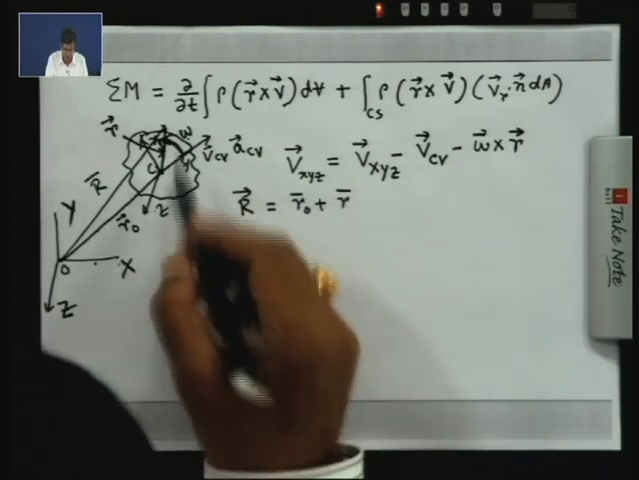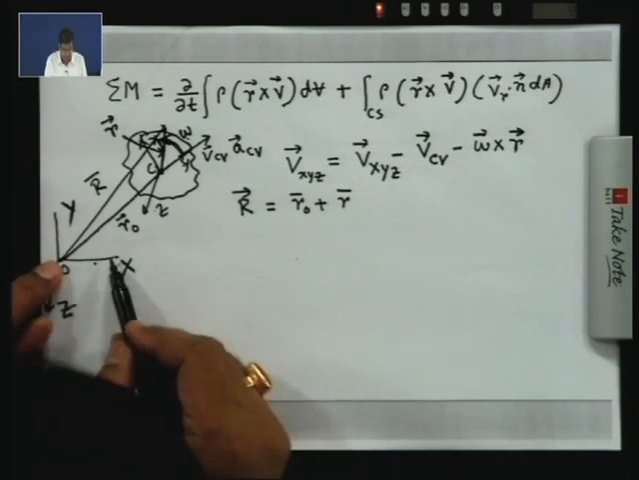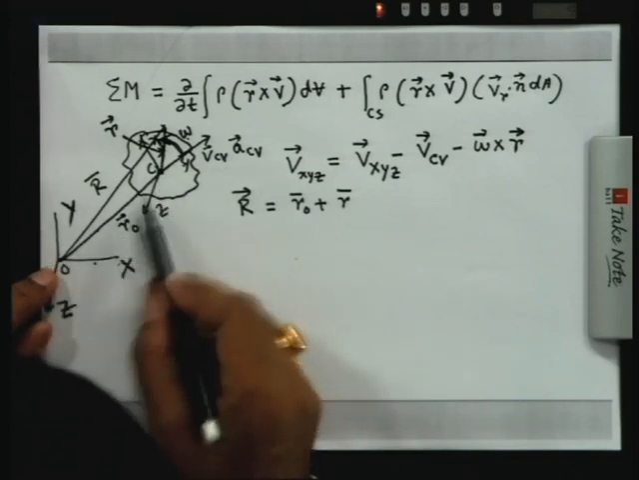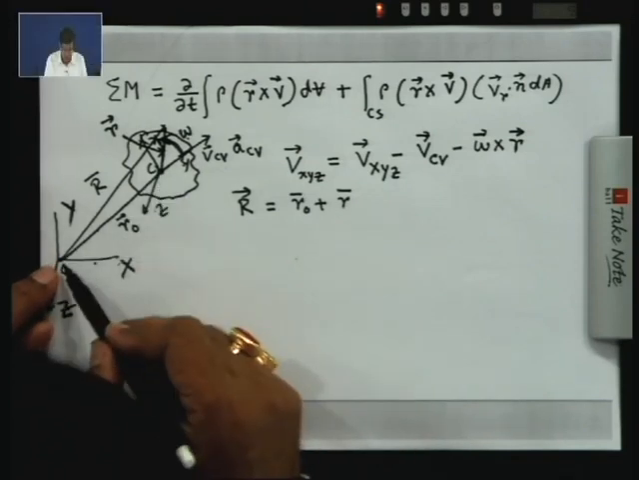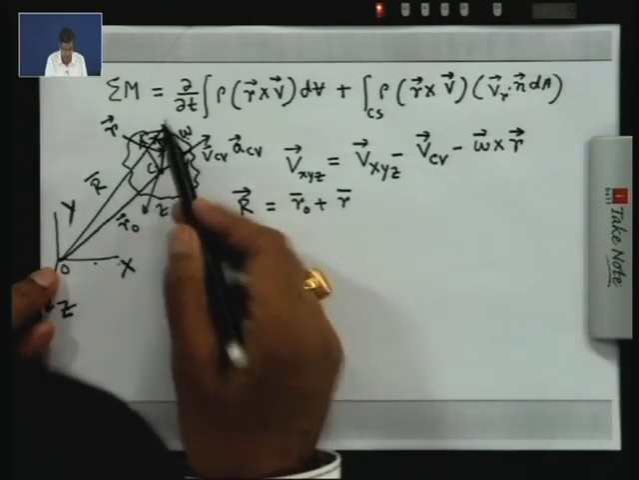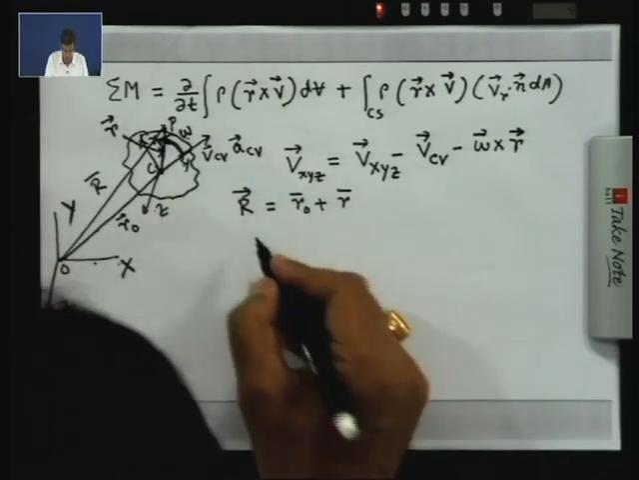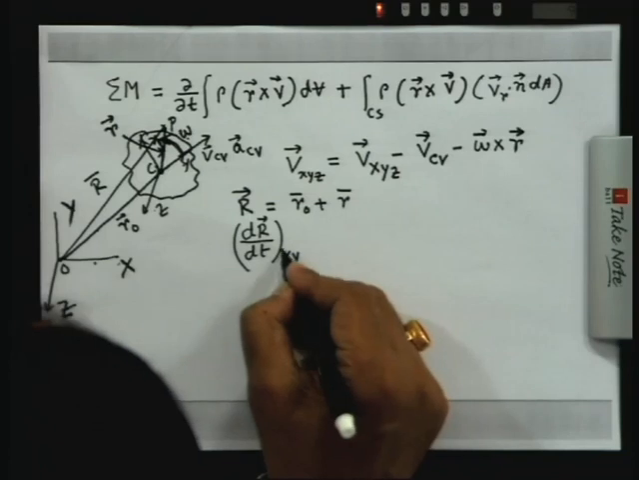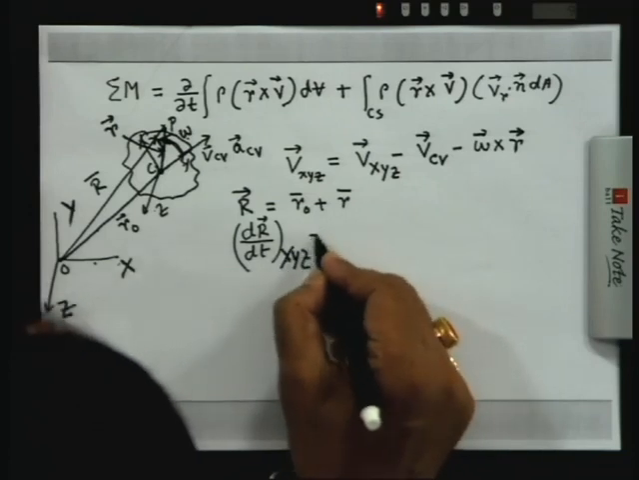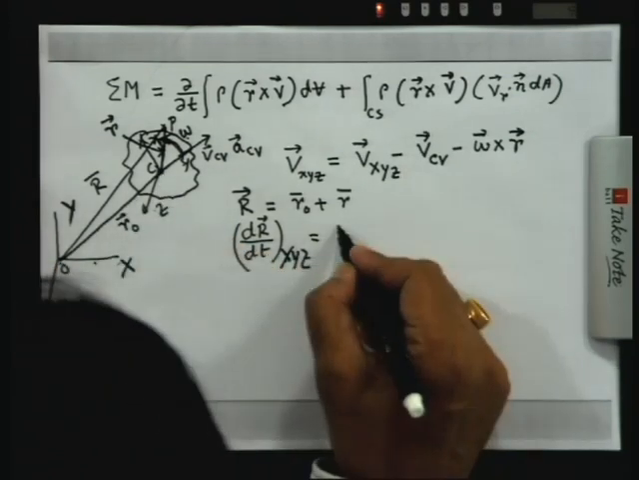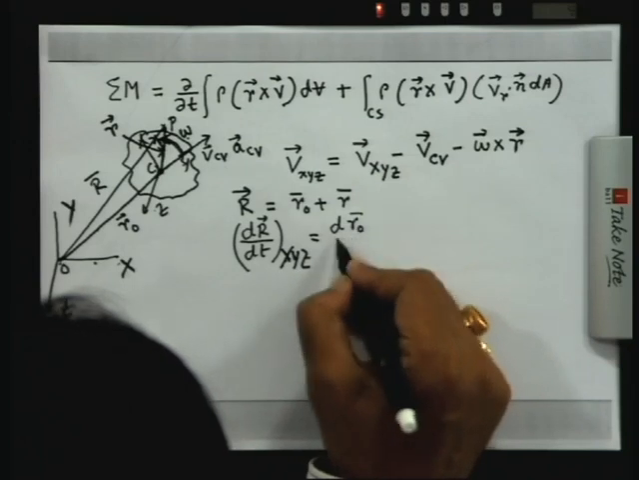That means the radius vector of the point with respect to the static frame of reference equals the radius vector of the origin of the moving frame of reference from the static frame of reference, plus the radius vector described in the moving frame of reference for that point concerned. Let the point be P. Then if you differentiate it with respect to the static frame of reference, what happens? This is the distance of separation from origin to origin, so this becomes dr0 dt.